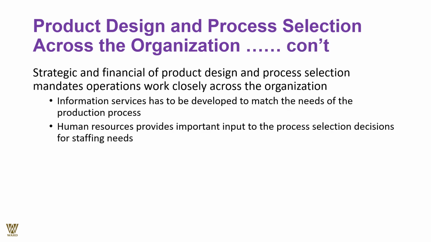And the last slide tells me about product design and the process selection mandate, which works closely with the mission and the vision of the organization. Remember, information service has to be developed to match the requirement of the production process. That is what the need of the day is all about. Human resource, the employees, provide an important input to the process selection decision for the staffing requirement. It also tells you how many employees are required to deliver or to service a particular process that we are looking into.